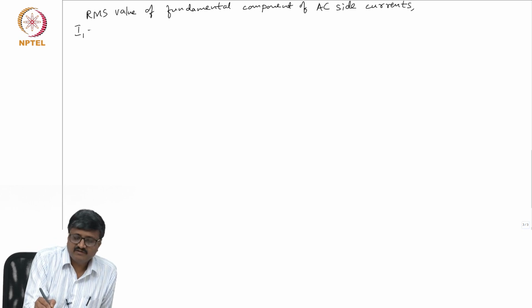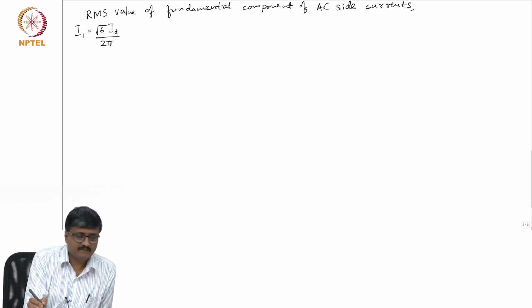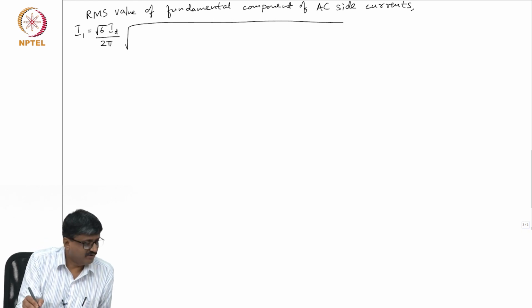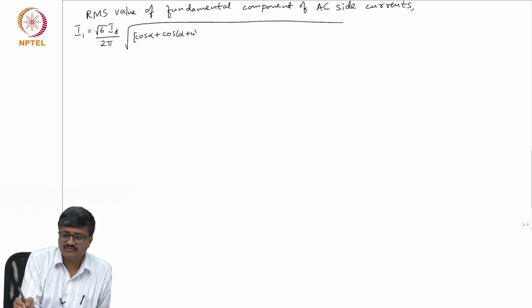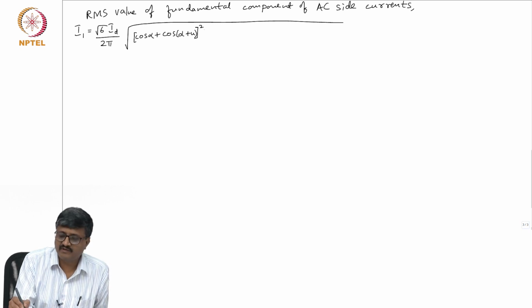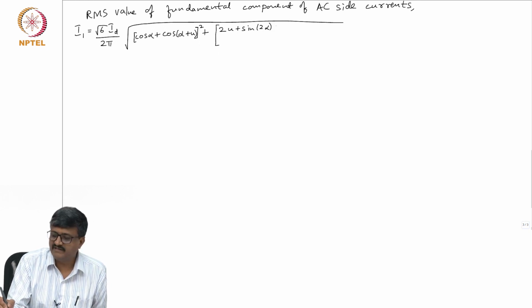So, the expression is root 6 ID by 2 pi into square root of cos alpha plus cos alpha plus u whole square plus 2u plus sin 2 alpha minus sin 2 alpha plus 2u divided by 2 cos alpha minus 2 cos alpha plus u.